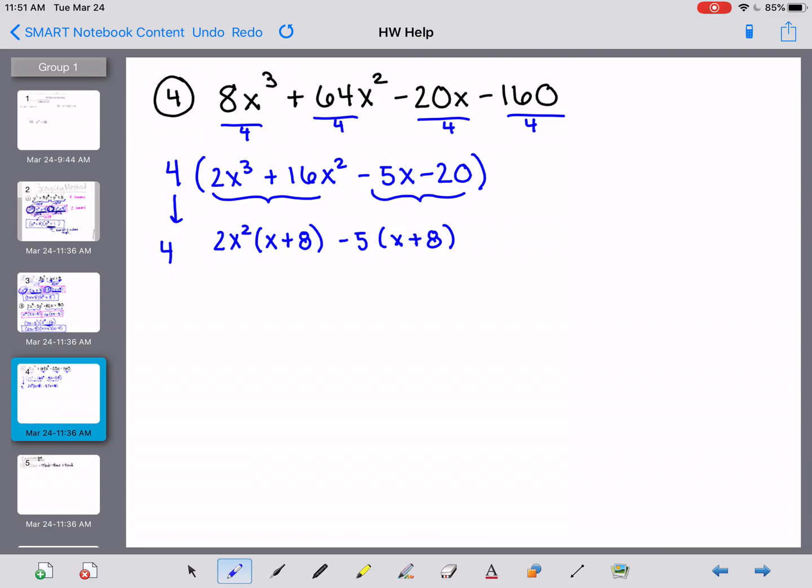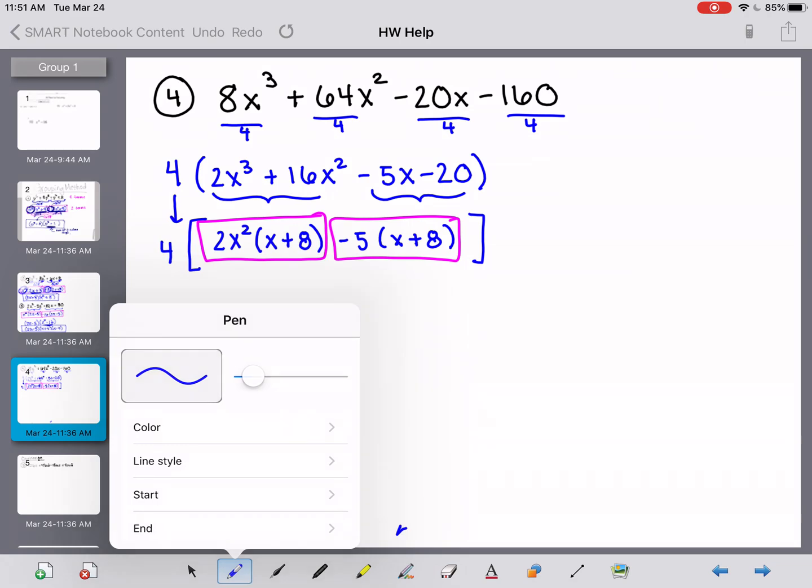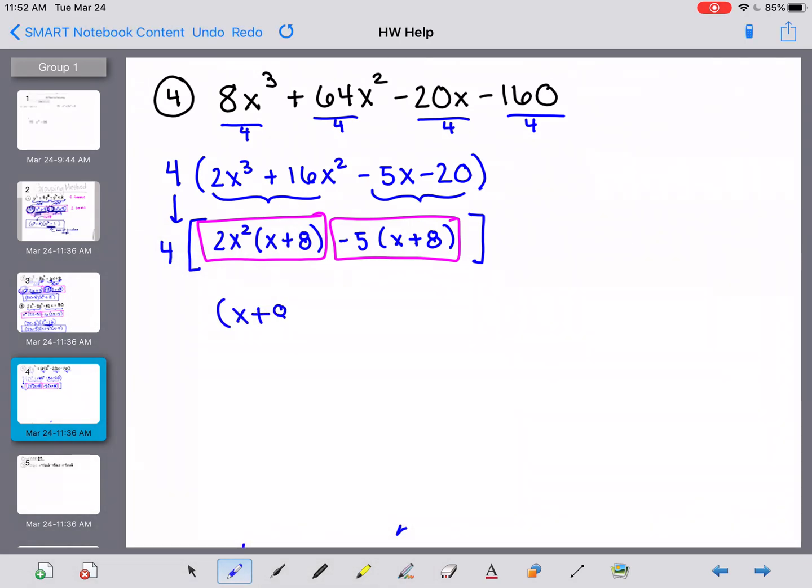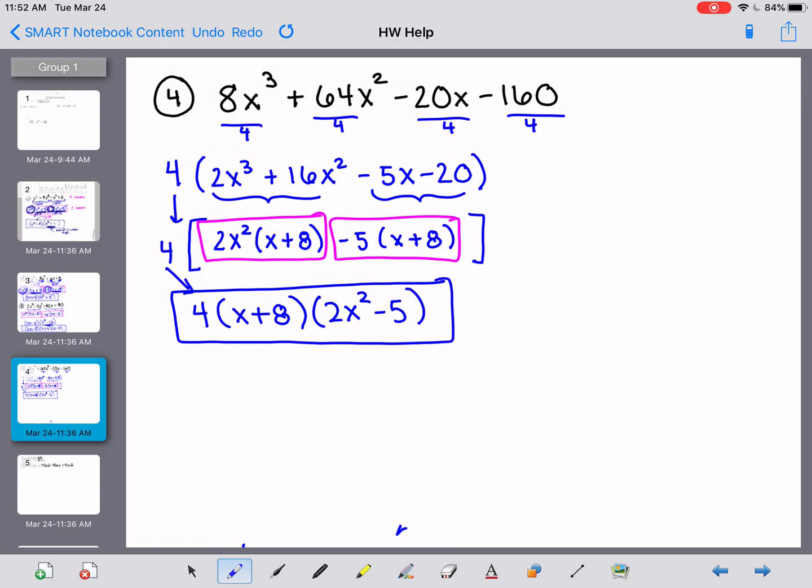My bubbles are identical. Right, I'm going to put a bracket here just to separate that 4 so I don't by accident think this is like a 42. Right? So now I've got my 2 pink boxes. Those 2 pink boxes have an x plus 8 in common. So the x plus 8 comes out in front. The leftover stuff would be 2x squared minus 5. Bring down my 4. This, nothing can go further, right? The 2x squared minus 5 is not a difference of 2 squares because I don't have all perfect squares.